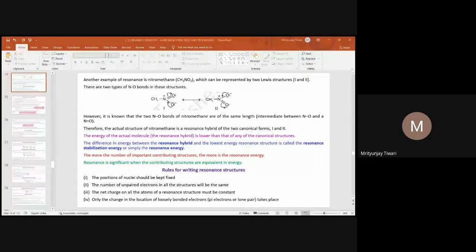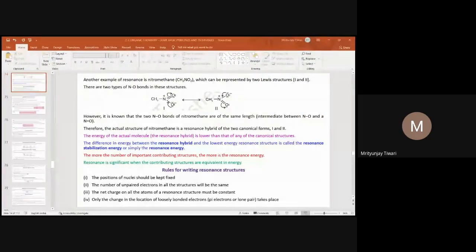So there are four rules that one should keep in mind. The first is that the position of nuclei should be kept fixed, so we don't change the position of nuclei while writing different resonating structures of the same molecule. Then the number of unshared pairs of electrons and unpaired, or odd, electrons must be the same in all the structures. The net charge on all the resonance structures must be constant. Only the location of loosely bonded electrons changes.